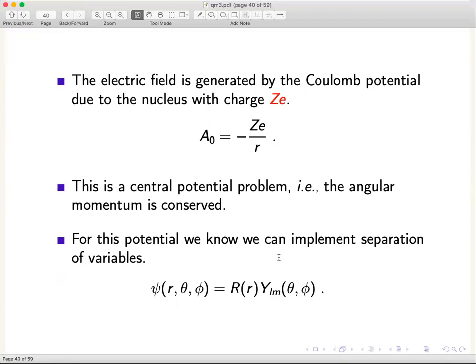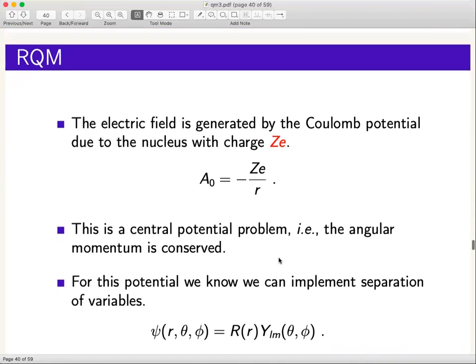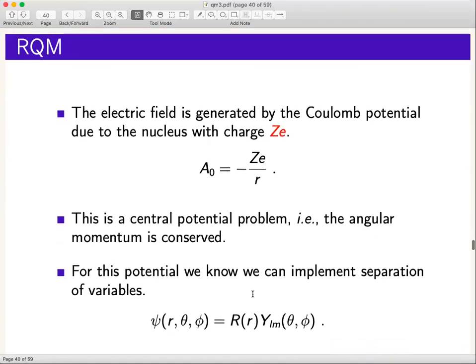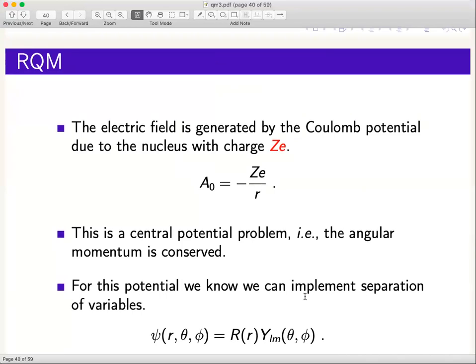And so we will use the fact that we are able to do separation of variables, put it back into the equation, and concentrate only on the radial part of the equation. Of course, the angular part of the wave function would contribute to the radial part of the equation, but that is something we will take into account. Any questions at this point?